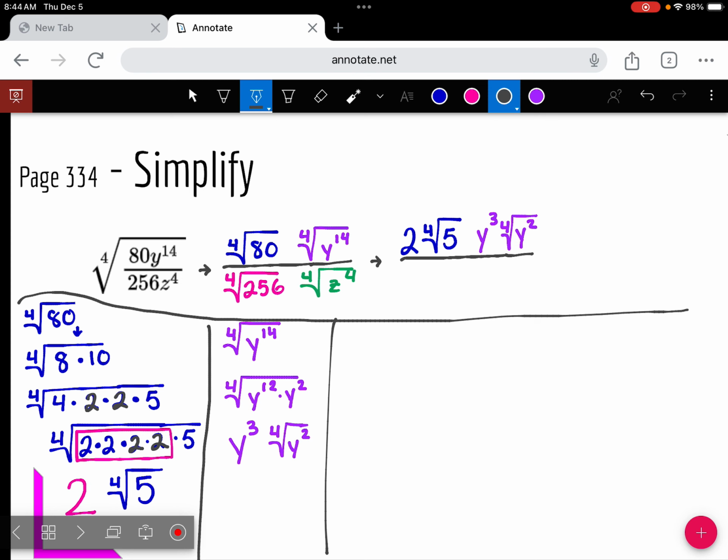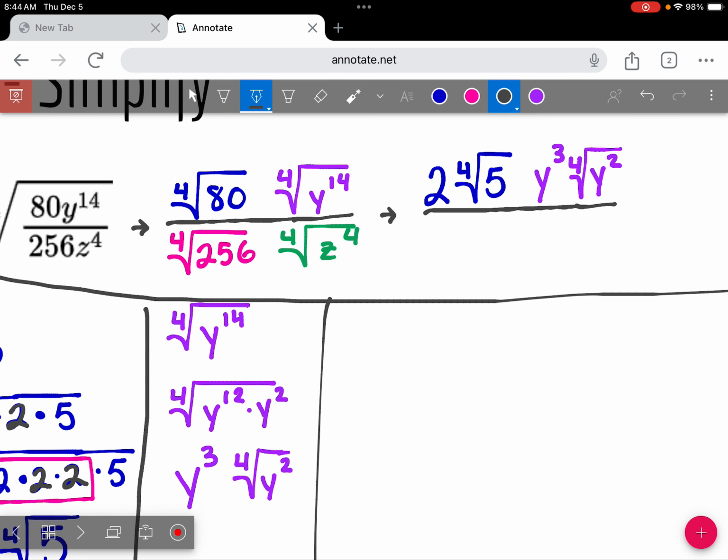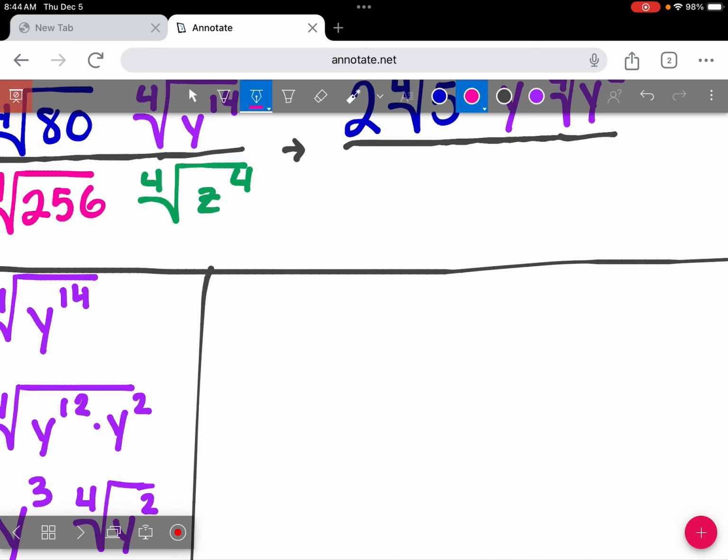There we go. Just giving us a little bit of space. All right. The denominator is actually easier than the numerator was, because 256 is in fact a perfect fourth. You can type it in the calculator and it gives you a whole number. You're always welcome to test that and check that first. Or you can realize that 256 is 4 times 64, which is 4 times 16, which is 4 times 4.